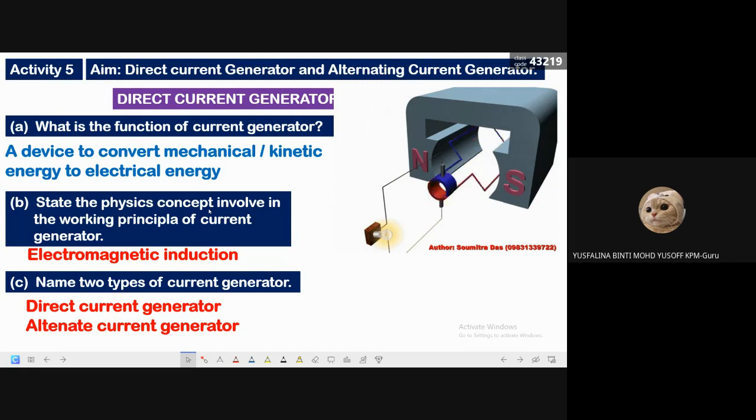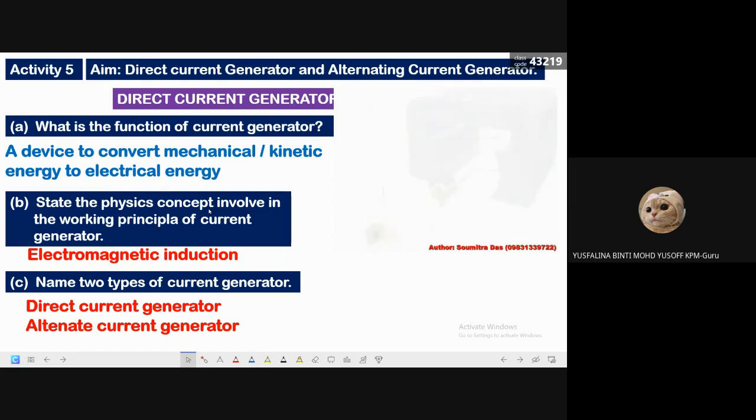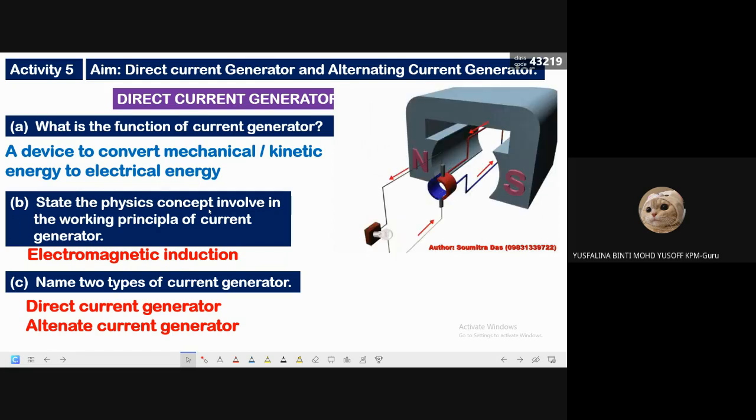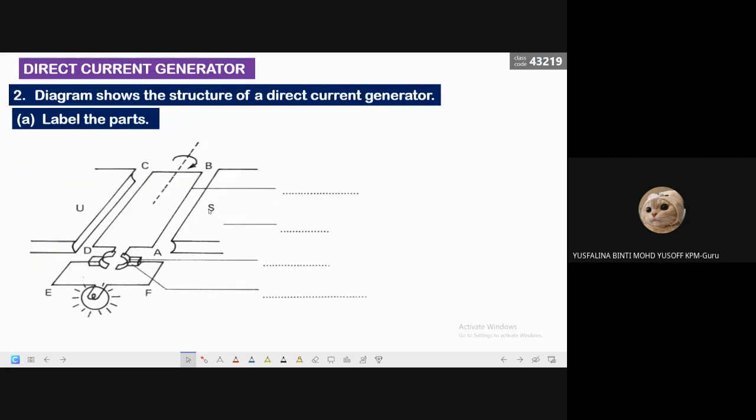And another one is the alternating current generator, or we call it the AC generator. So there are two types of current generator, same as the ones you learned before, AC and DC. But this one they didn't use a battery or power supply. They use a magnet and a coil, and you move it, and they also have a commutator or slip ring, to produce the induced current.